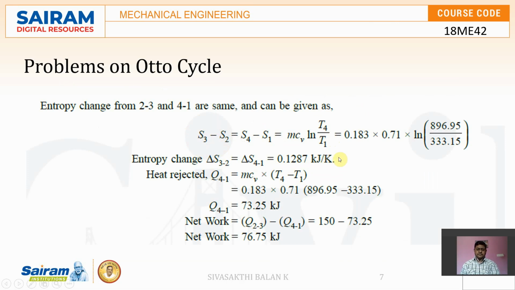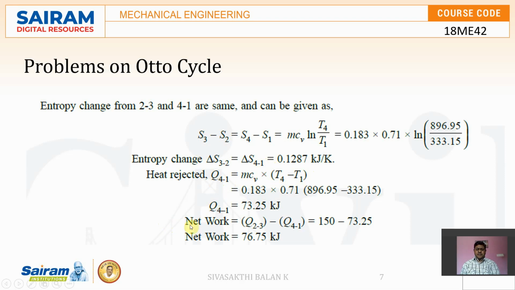And from the process 4 to 1, we can easily relate heat output Q4-1 is equal to m Cv (T4 minus T1). We have considered constant volume because heat rejection takes place when the volume remains constant. Substitute all the values, we can easily find the heat rejected.